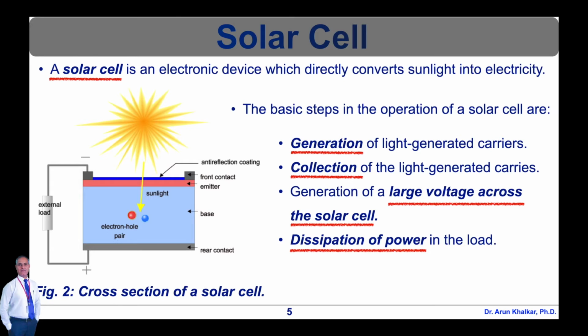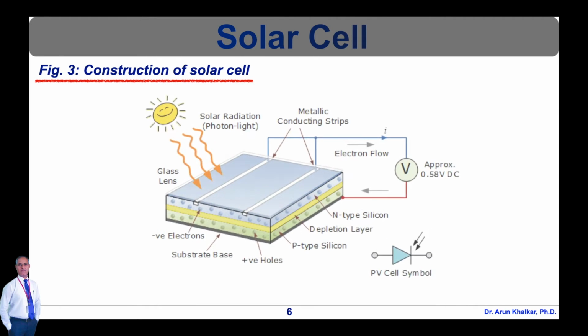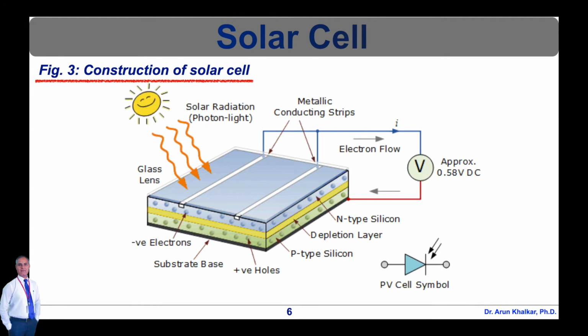So these basic steps are very important in the mechanism of solar cell. Now here let's see the construction of solar cell. A thin layer of p-type semiconductor material is doped over a n-type substrate forming a p-n junction. The thickness of the p layer is very small. The electrical contacts are made over the top and the bottom sides.